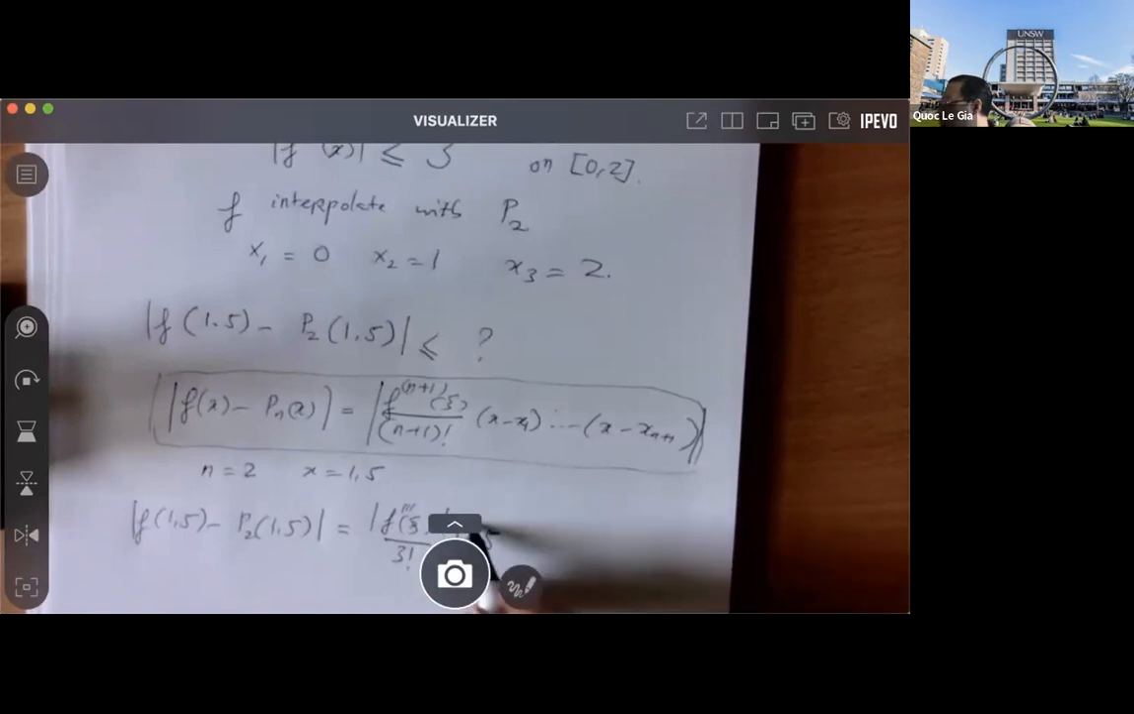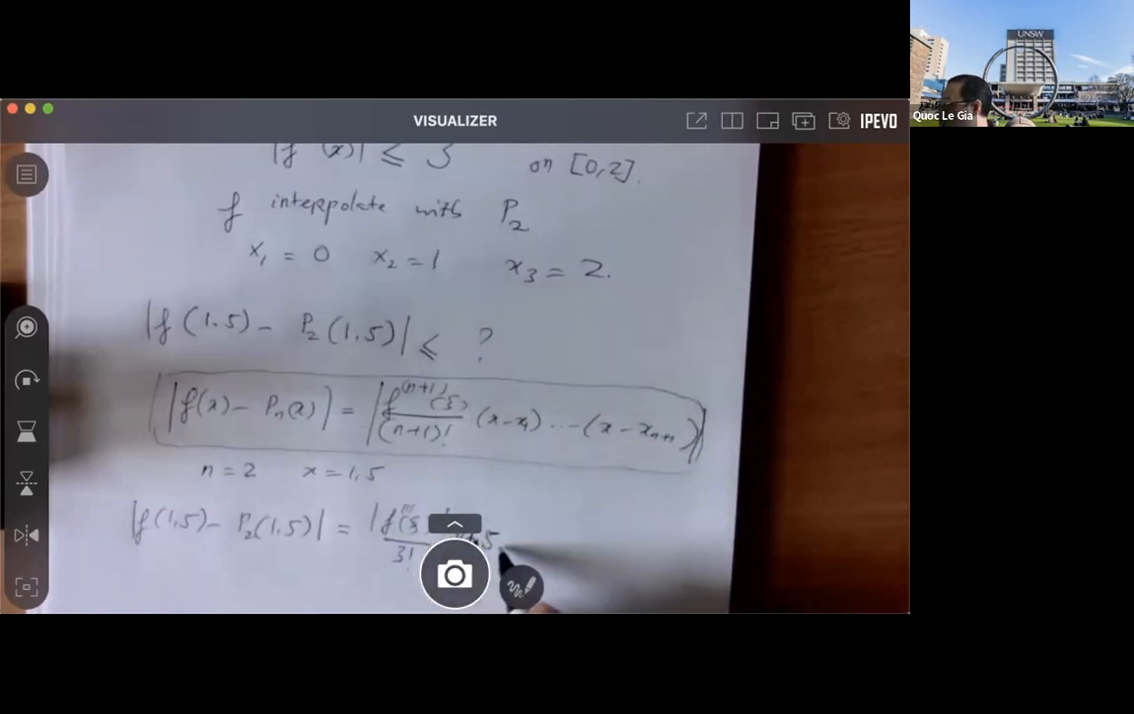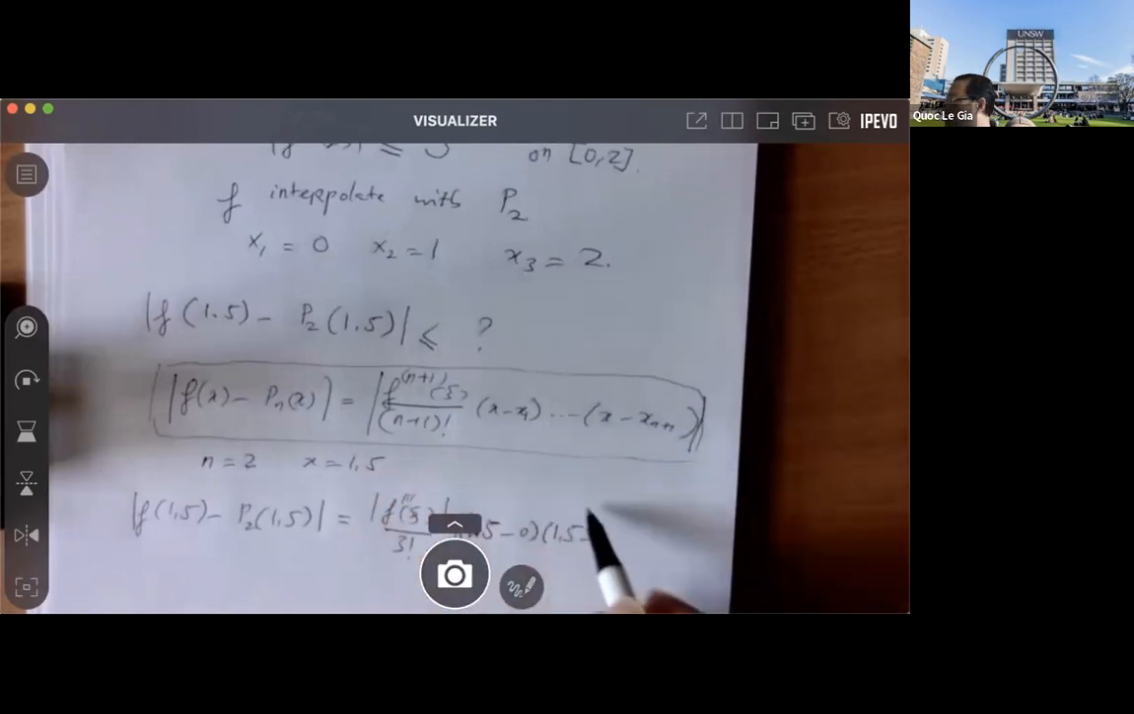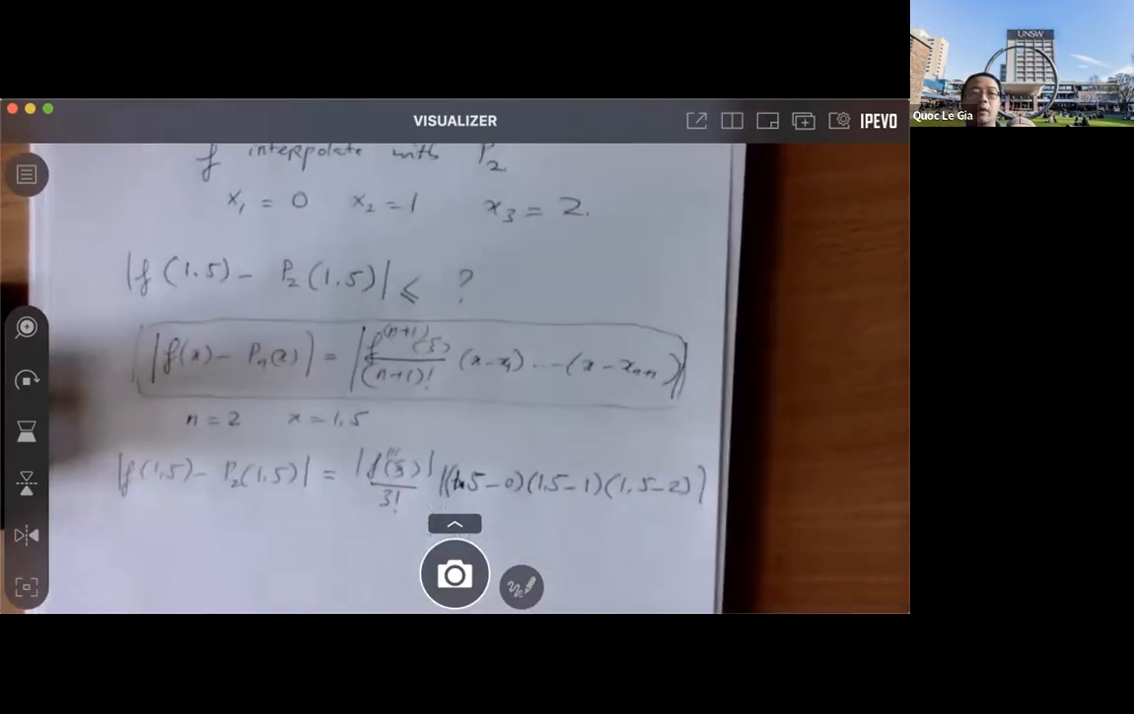And what is our x1? So our x1 is just equal 0. So 1.5 minus 0. And then our x minus x2. So remember x2 just equal 1. 1.5 minus the last one is 2. Absolute value. Okay. So now everything here is very clear. You just plug it in.